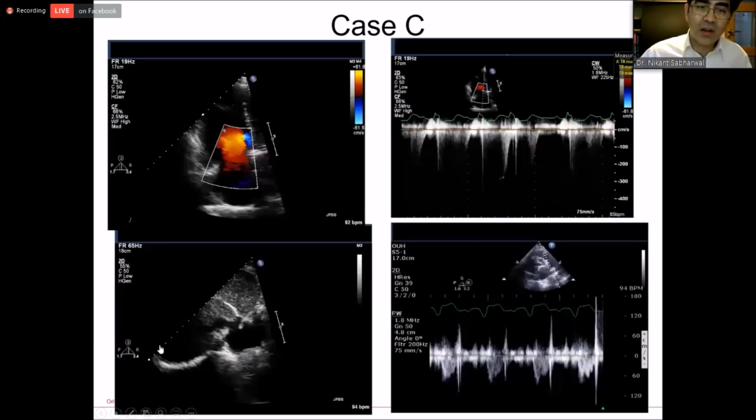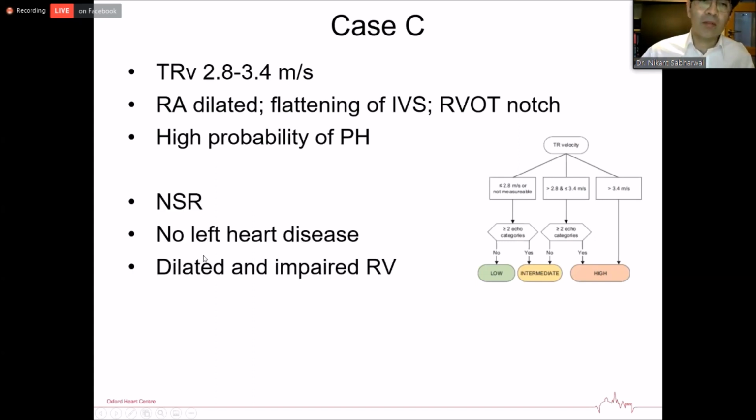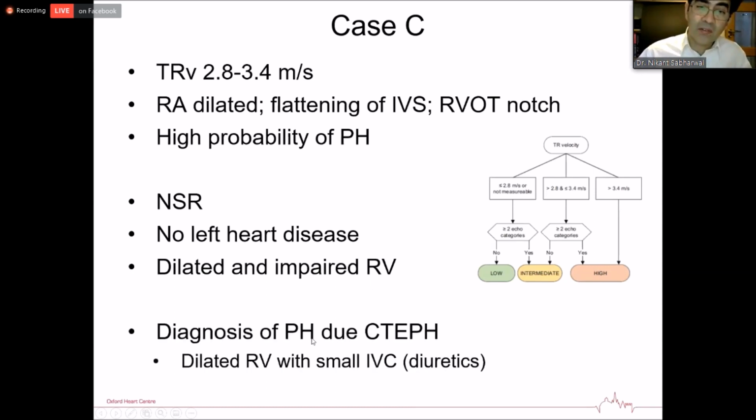Now, in her situation, her IVC is not dilated, but the right atrium clearly is dilated. So this counts, and she actually has all three categories. So straight away, she falls down the middle and then straight into the high likelihood of pulmonary hypertension. She's in sinus rhythm. She does not have left heart disease, but she does have a dilated and impaired RV. And actually her diagnosis is severe pulmonary hypertension or high probability of pulmonary hypertension. And she was a patient with CTEPH, chronic thromboembolic pulmonary hypertension. The dilated RV is interesting.